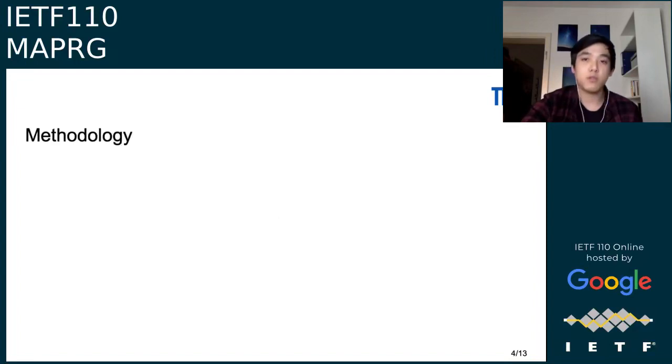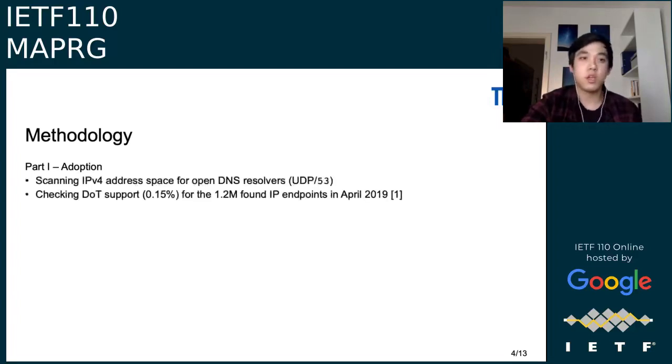In order to find this out, we split our measurement study in two parts. Part one in this case is the adoption. Before looking into home networks in particular, we reproduced the first study that we just referenced, in which the authors scanned the IPv4 address space for open DNS resolvers, and then subsequently checked the open IP endpoints that they found for DoT support. And as of April 2019, this was at roughly 0.15%.